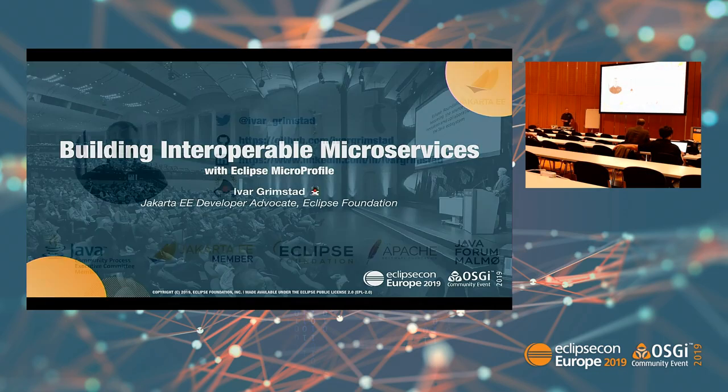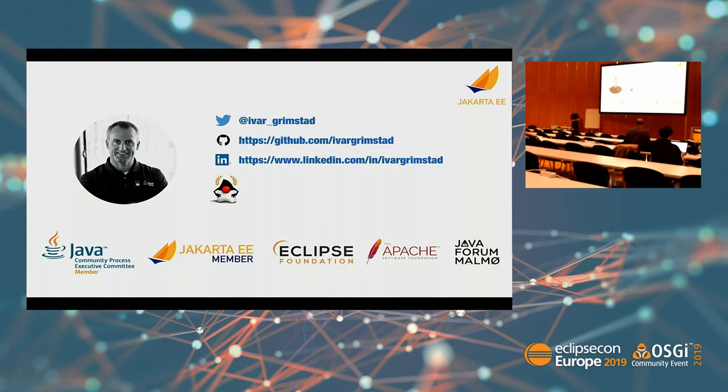So, some words about me. I'm a member of the Java Community Process executive committee. I'm also involved in the Jakarta EE working group and the development of Jakarta EE, and in the Eclipse Foundation as the developer advocate. I'm also involved in the MicroProfile projects. I'm an Apache NetBeans committer, and I run a local Java user group in Malmö in Sweden. And this is my Twitter handle if you want to follow me. Occasionally I tweet something sensible, and apart from that I retweet others.